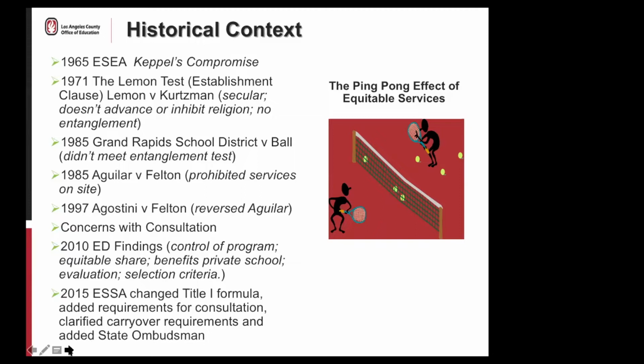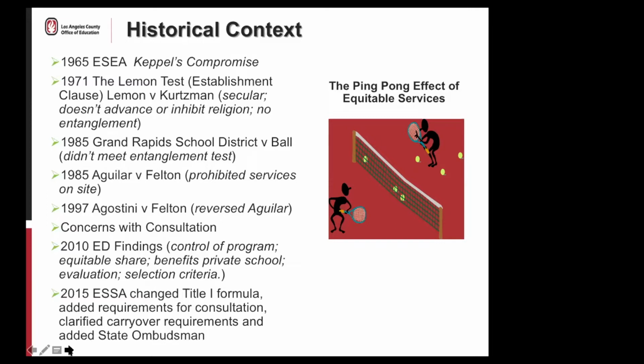In 2010, the United States Department of Education did a review of California's programs, and they found several issues that became a focus of a lot of things you're probably working with. One was the district control of the program. They found that districts were not maintaining control of the program and services, which is a requirement. The other had to do with determining the equitable share, that districts were not determining that accurately.